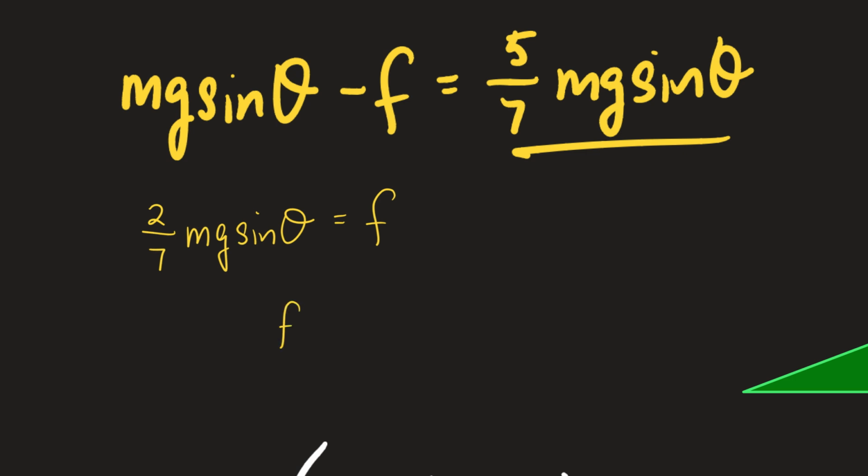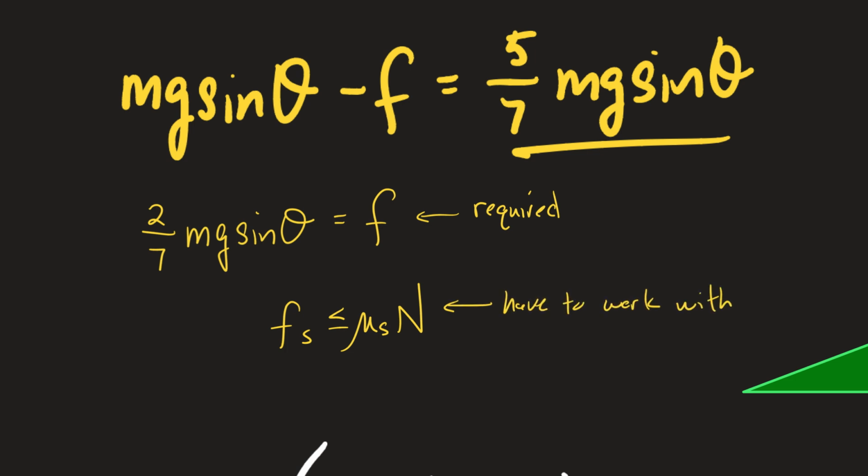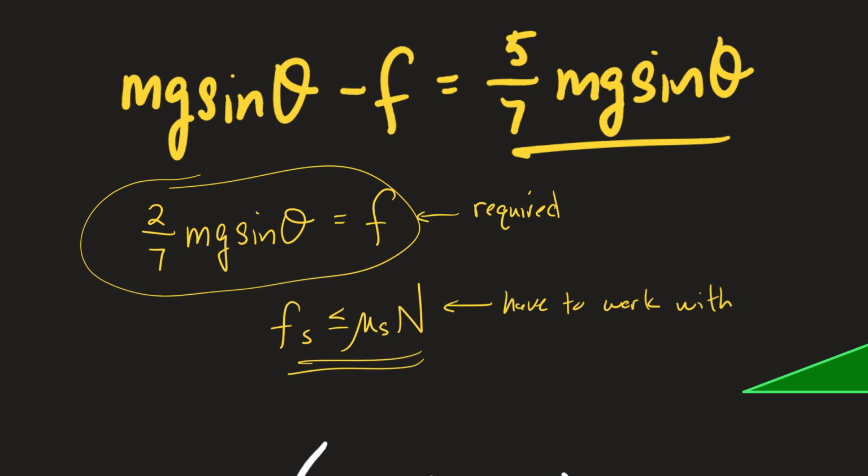It is still subject to this condition. So you may not have enough friction to make something roll. This is what's required. This is what you have to work with. So when you're looking at a problem like this, you could be asked, is there enough friction to make your object roll? You would have to find this part out first, and then test it and see if there's enough friction.